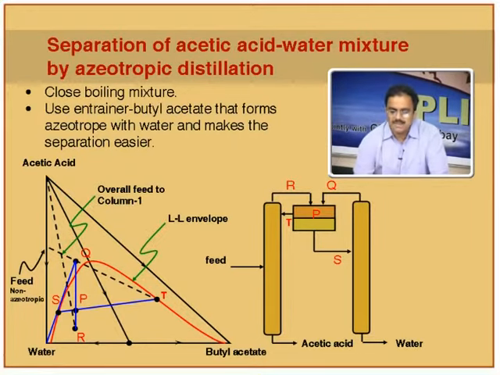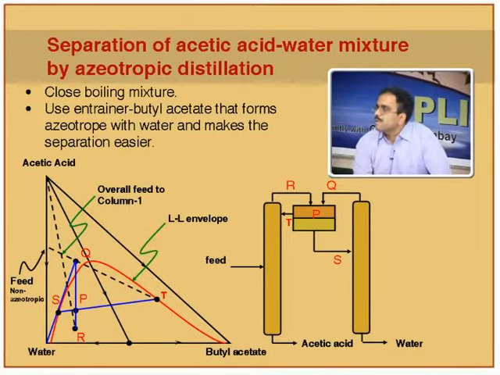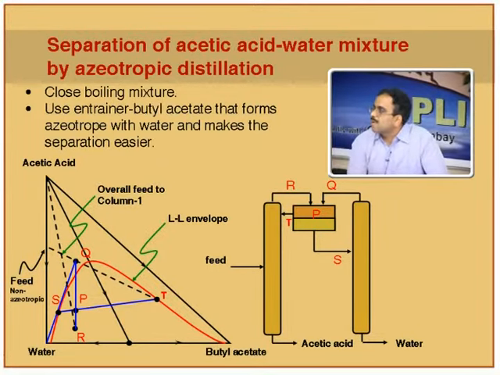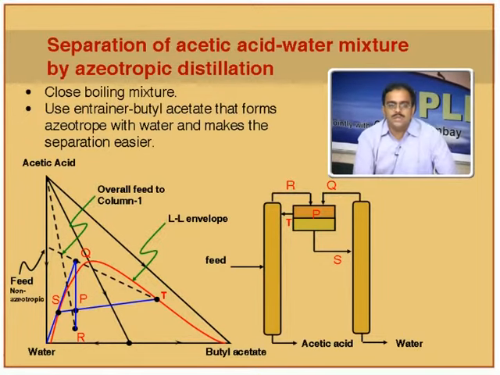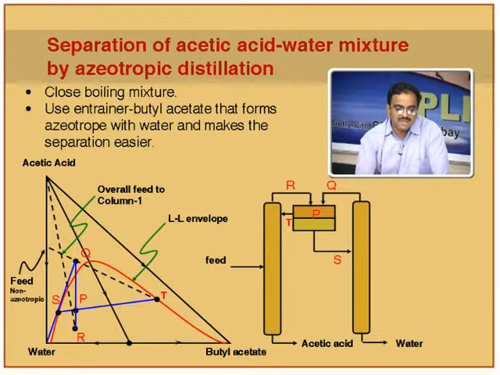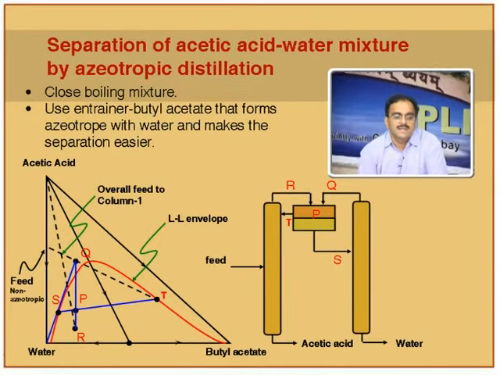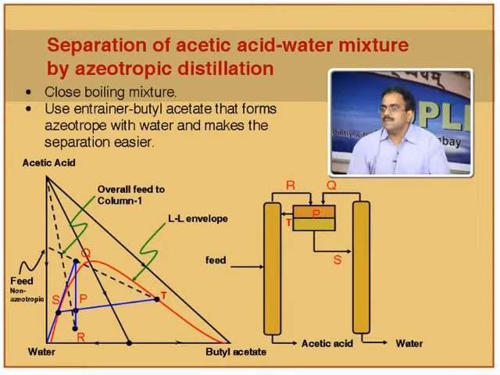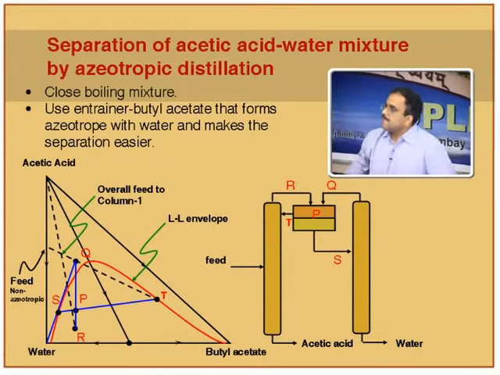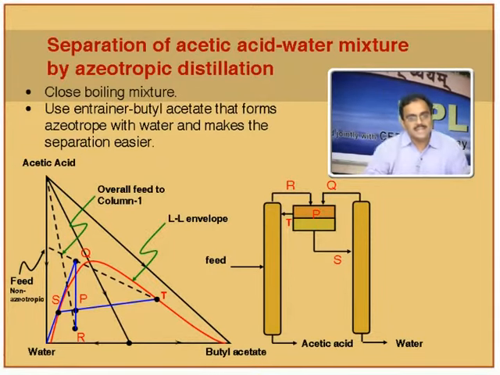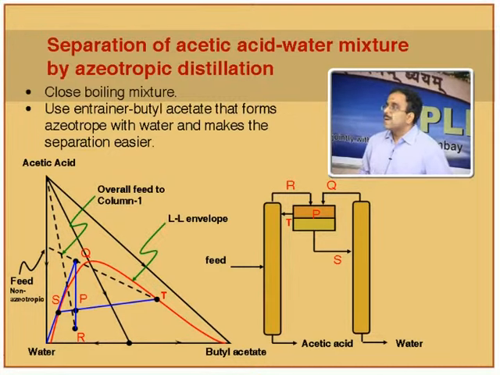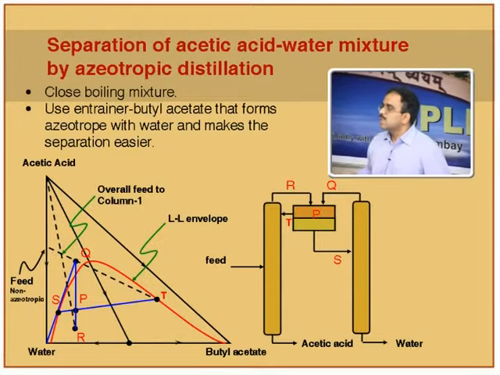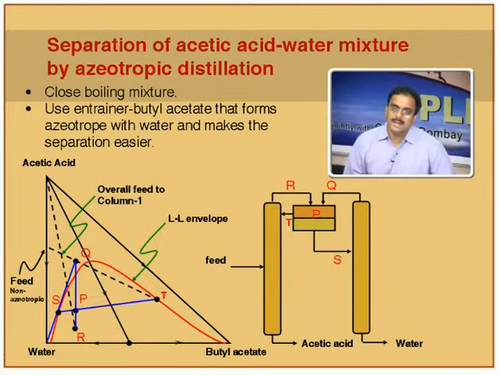Is there any azeotrope between these two? There is no azeotrope. Unlike ethanol water, okay, there is no azeotrope between acetic acid and water. Then why do you need azeotropic distillation? You need azeotropic distillation because it's a close boiling mixture, right? If you do normal distillation for acetic acid water, distillation will take place. I can get pure acetic acid, I can get pure water, but you will need a large number of stages, you will need a large reflux ratio, it's an expensive affair, right?